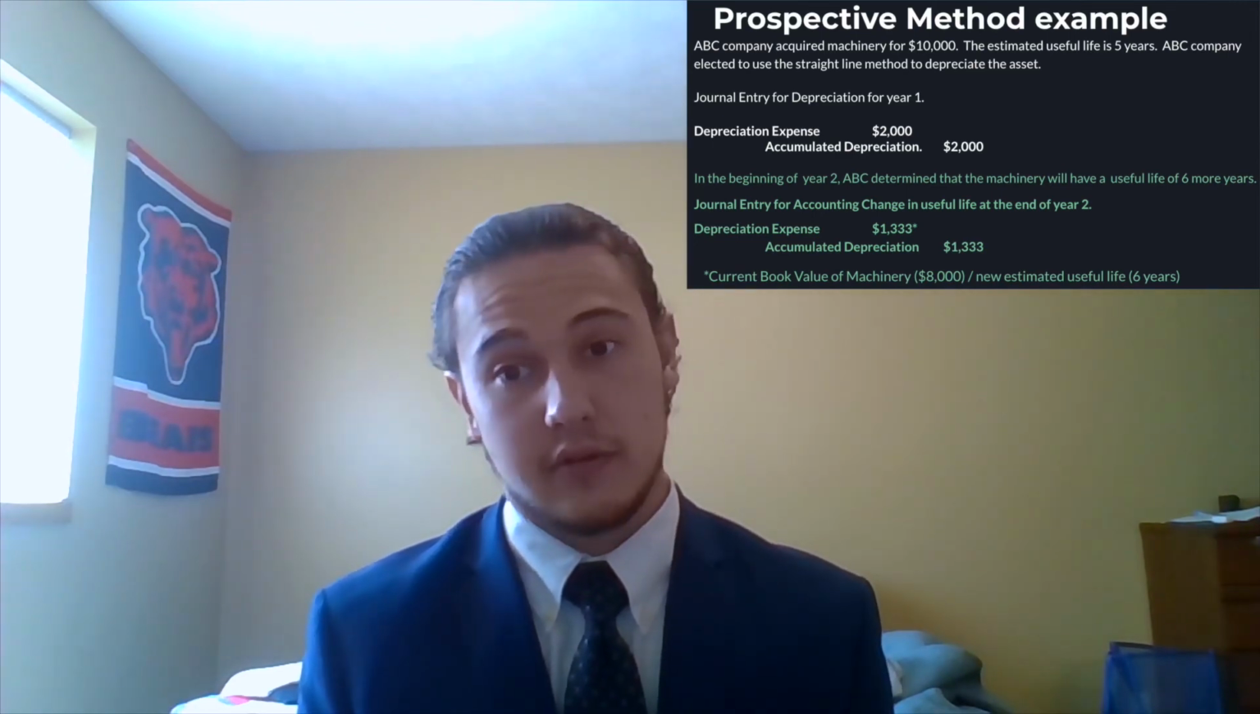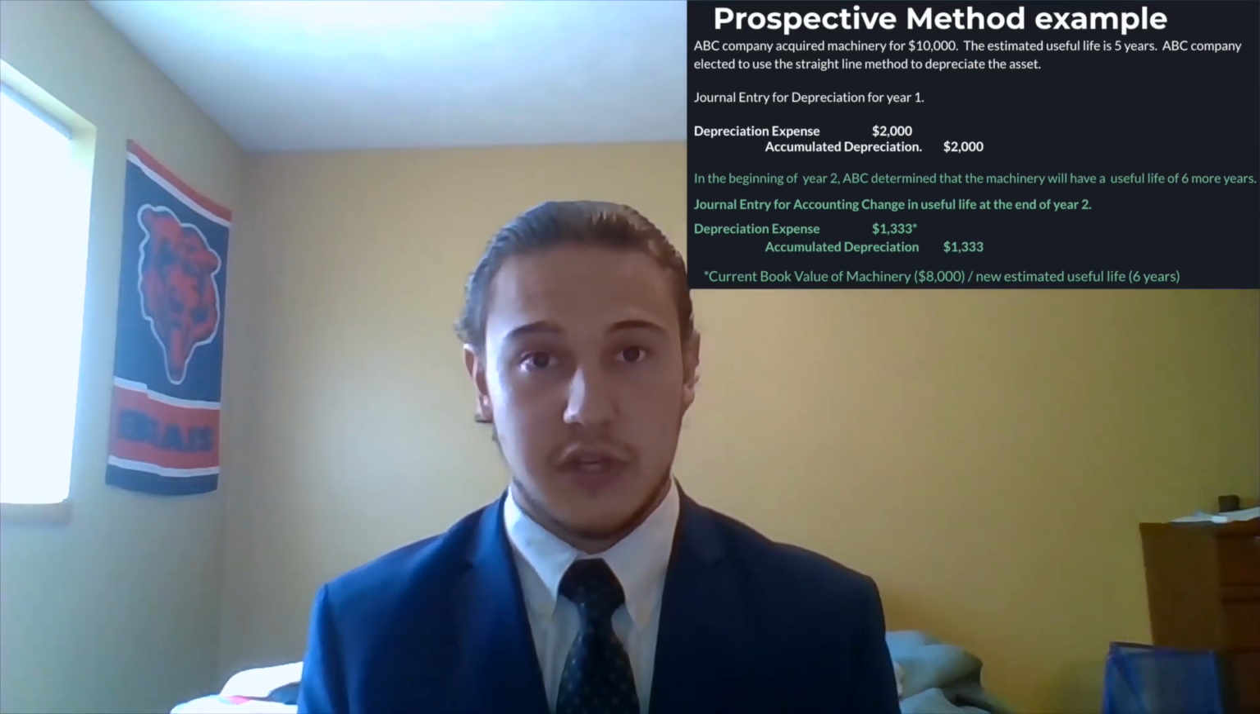For the adjusting entry, ABC recorded depreciation of $1,333, which is the current book value of $8,000 divided by the new useful life of 6 years at year 2. This change in depreciation will increase retained earnings by the difference of the expenses in the 2 years by $667. Accounting changes and error corrections also include accounting for a change in reporting entity.